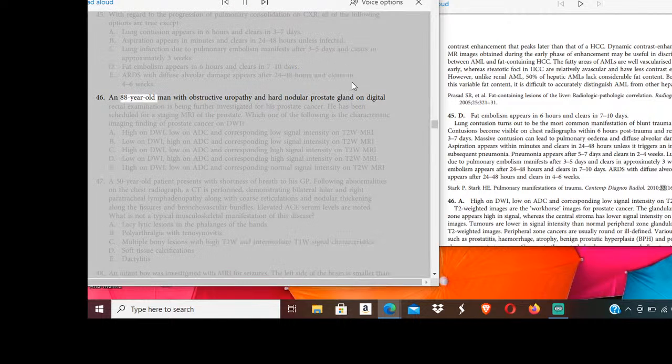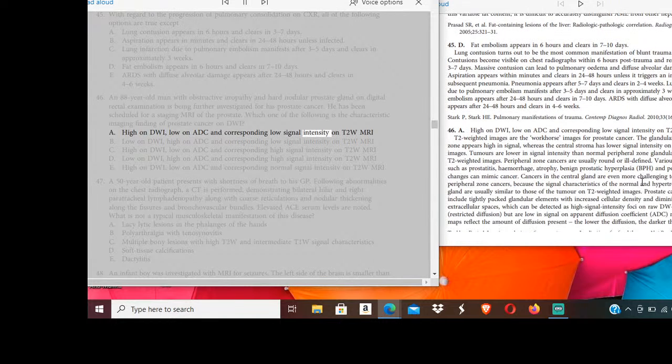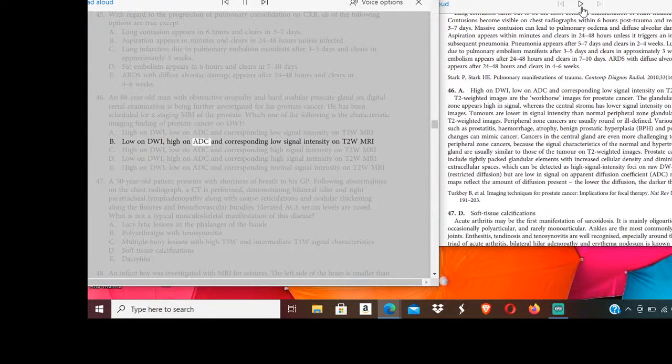An 88-year-old man with obstructive uropathy and hard nodular prostate gland on digital rectal examination is being further investigated for his prostate cancer. He has been scheduled for a staging MRI of the prostate. Which one of the following is the characteristic imaging finding of prostate cancer on DWI? A. High on DWI, low on ADC, and corresponding low signal intensity on T2W MRI. B. Low on DWI, high on ADC, and corresponding low signal intensity on T2W MRI. C. High on DWI, low on ADC, and corresponding high signal intensity on T2W MRI. D. Low on DWI, high on ADC, and corresponding high signal intensity on T2W MRI. E. High on DWI, low on ADC, and corresponding normal signal intensity on T2W MRI.